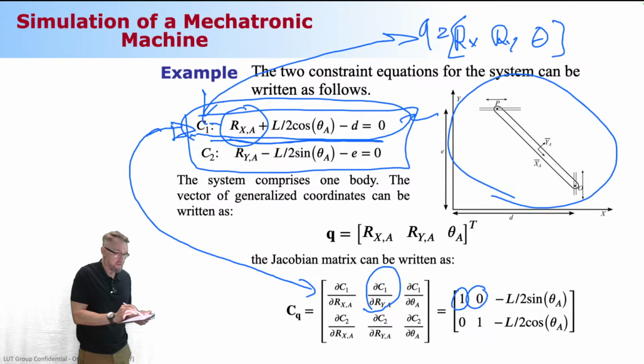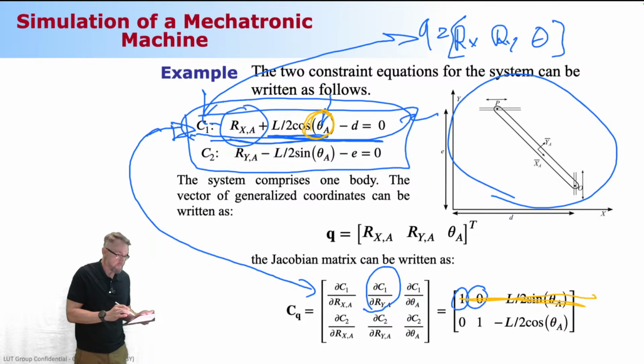And then finally, I'm going to differentiate that with respect to angle theta. This is where the angle theta is. It was originally L divided by 2 multiplied by cosine theta. When I differentiate that with respect to theta, not time, but theta, it's going to give me minus L divided by 2 sine theta. Clear. My first row, done.